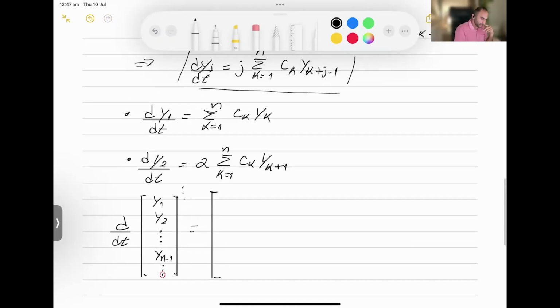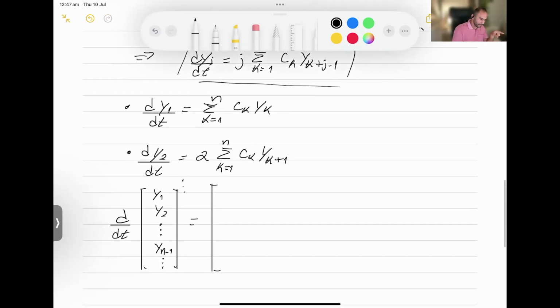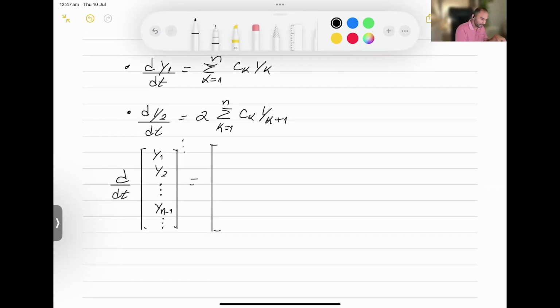So now you see, remember what C1 is, right? C1 is coupling with until the end components of Y. So that's going to have C1, C2 in each row until Cn.